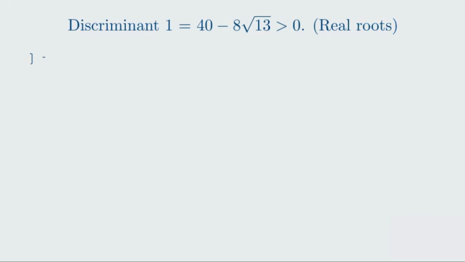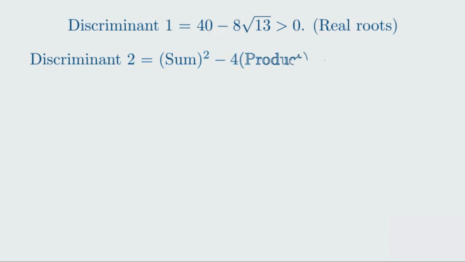For the second equation, the sum is (1 minus the square root of 13) over 2, which is negative. The product is (1 minus the square root of 13) over 4, which is also negative. The discriminant is the sum squared minus 4 times the product. A negative product means the discriminant will be positive, so we also have real roots for the second case.